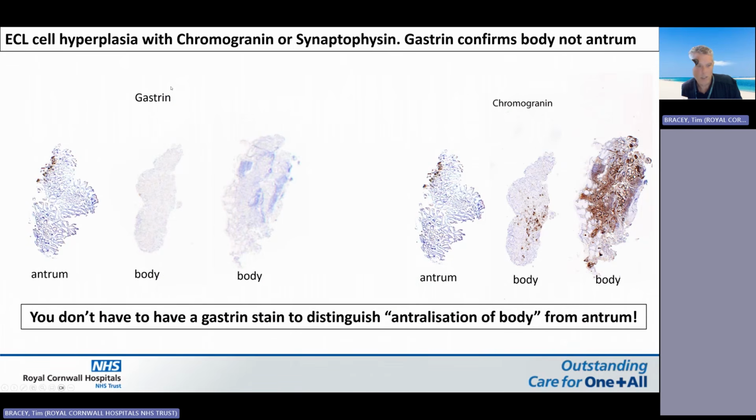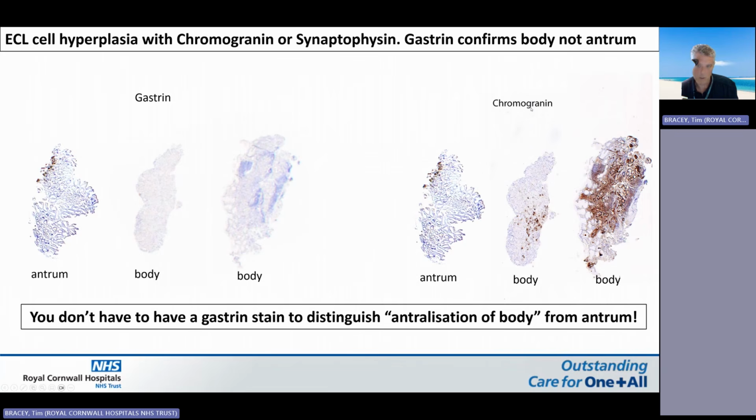So, as I've said, gastrin is really useful. There's 3 biopsies here from the same case. This is the antral biopsy. You can see this line of G cells here, which are gastrin positive, and they're absent in the 2 body biopsies.